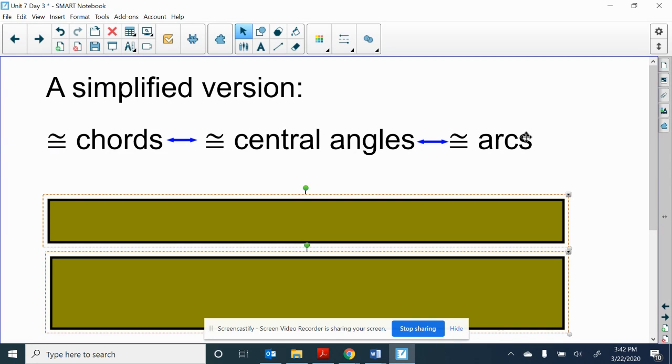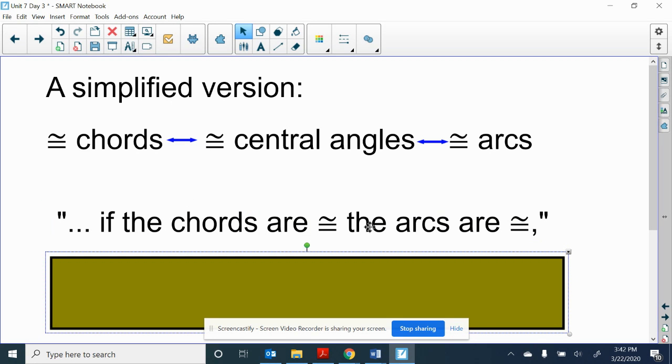Now, how would you actually use this in a proof? Well, let's say you wanted to show one of these were congruent. As long as you have one of the other ones, you're good. So as you're writing, you might say something like, well, if the chords are congruent, then the arcs are congruent.